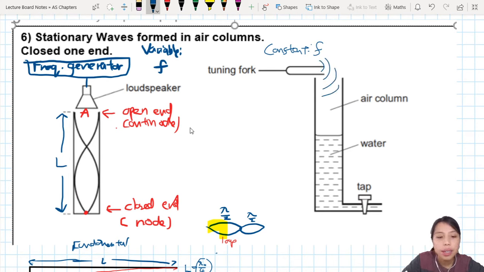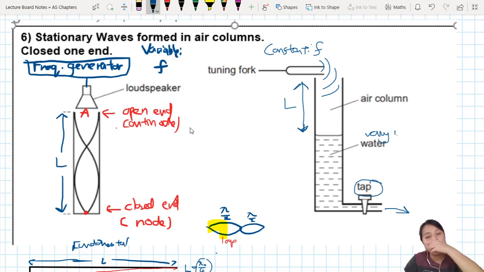But then how are you going to change anything? We turn this tap and let out some water. So we just change the water level. We are varying the water level, and by varying the water level, you are varying the length of the tube. Okay, that's how you can do that. So let's see how we can vary the water in the tube, and what does that affect?